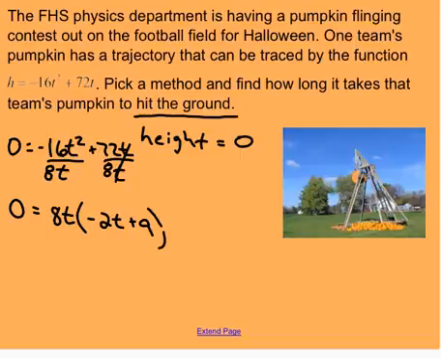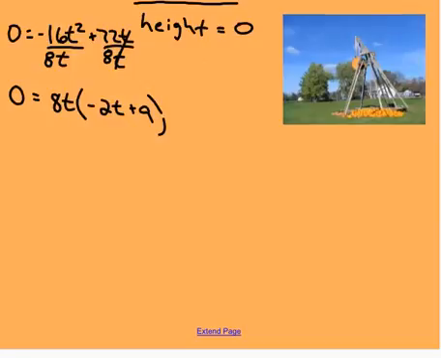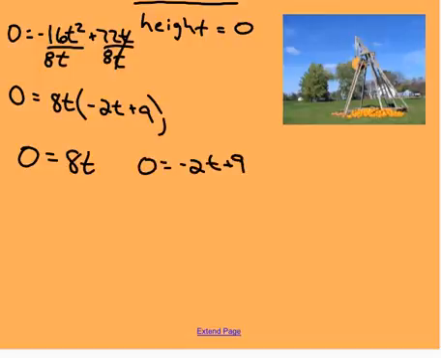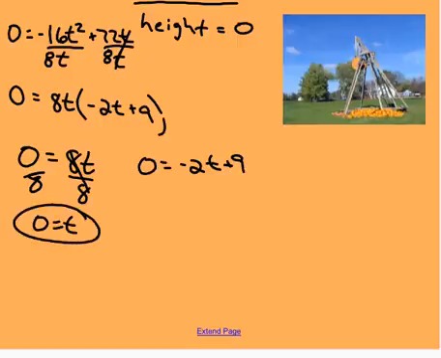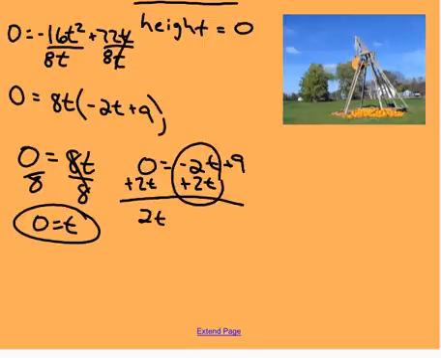Now, this is a scenario just like the zero product property, where either 0 equals 8t or 0 equals negative 2t plus 9. When you do that, you can divide by 8 on both sides, and 0 equals t. And then you can add 2t is usually what I do, because I don't like that variable to be negative. Because then I'm going to have 2t equals the remaining 9. You divide by 2, and t equals, we'll say 4.5.